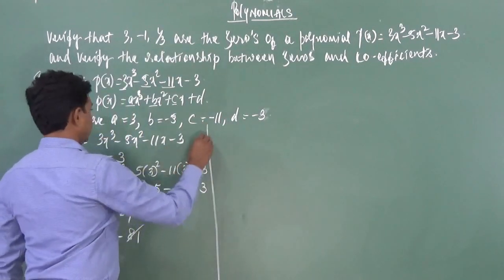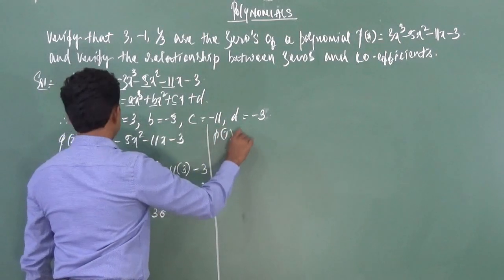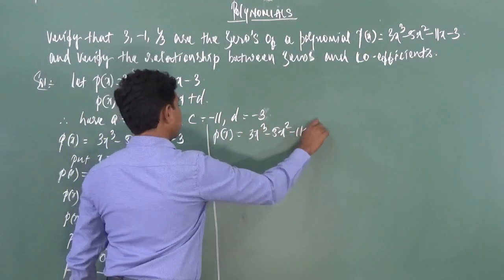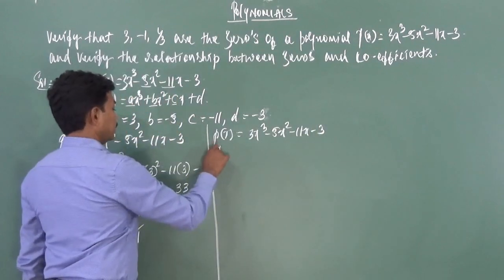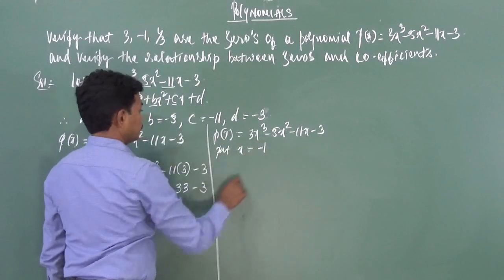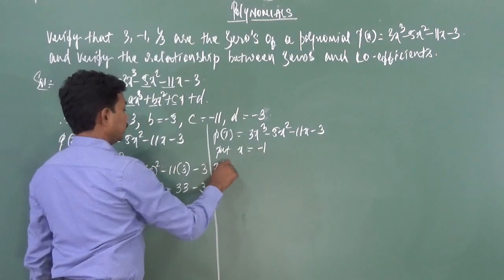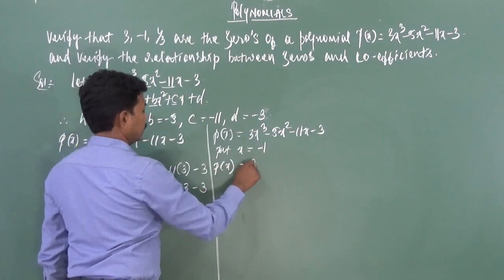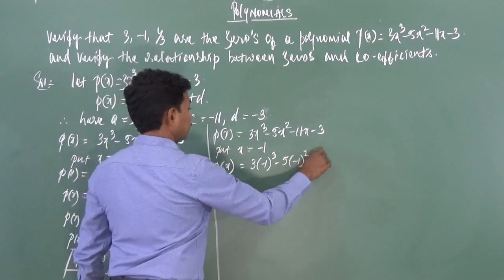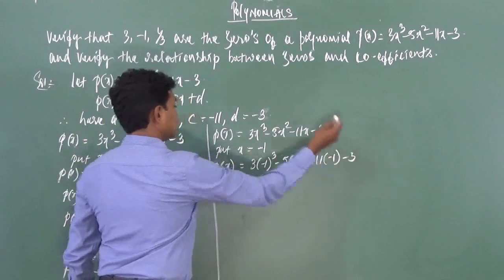So let us take the polynomial again. So P of x is equal to 3x cube minus 5x square minus 11x minus 3. So put x is equal to the second value, that is minus 1. So P of x is equal to 3 into minus 1 whole cube minus 5 into minus 1 whole square minus 11 into minus 1 minus 3.